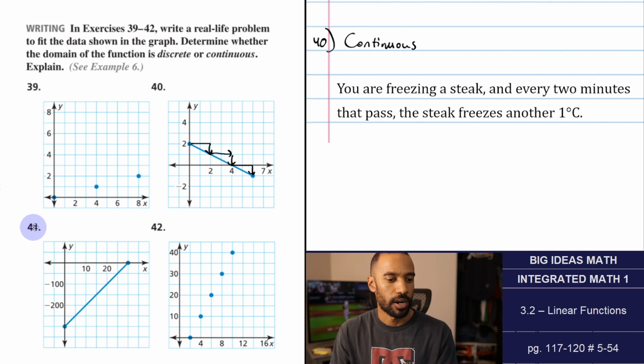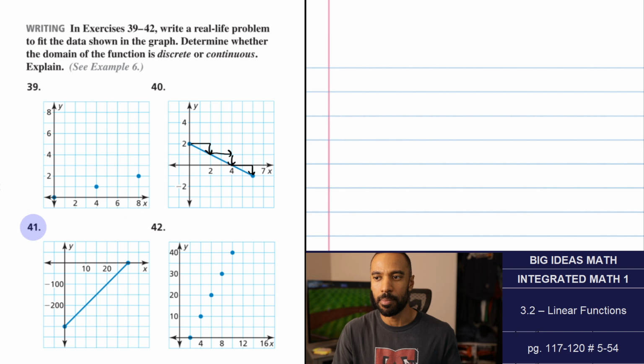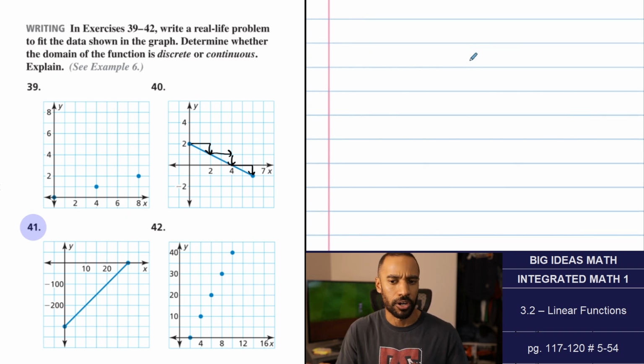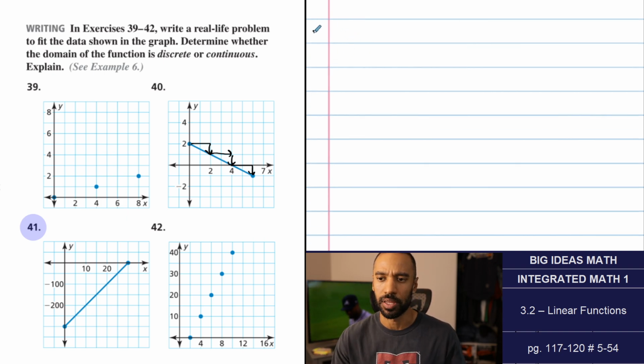All right, number 41, also continuous and already begins in negative land. So this time I really want to change it up and think about water or something like that, as we're changing something. On number 41, first of all, it is continuous.